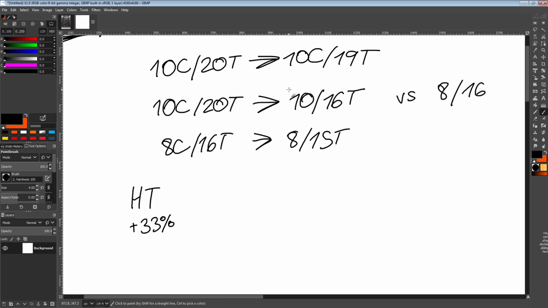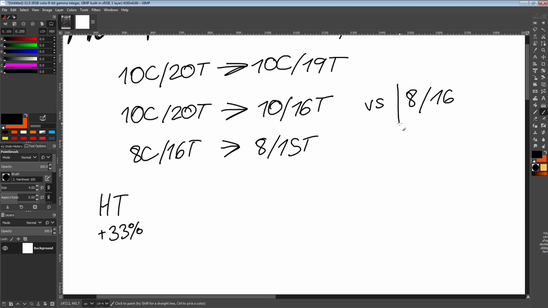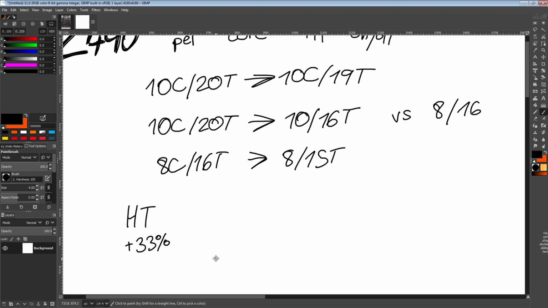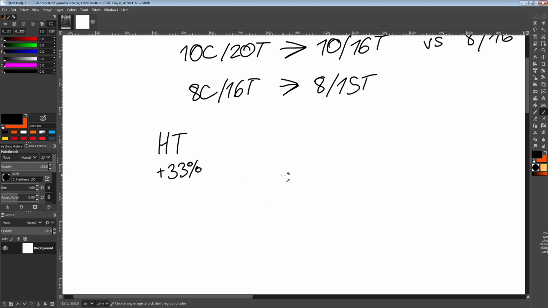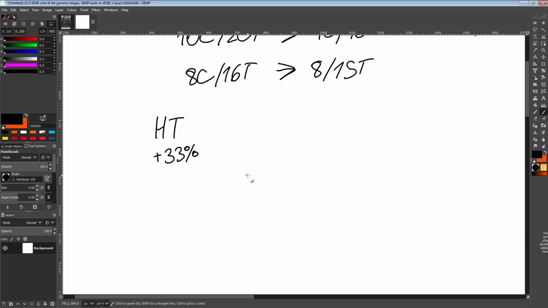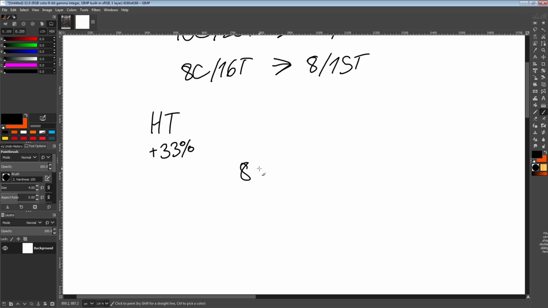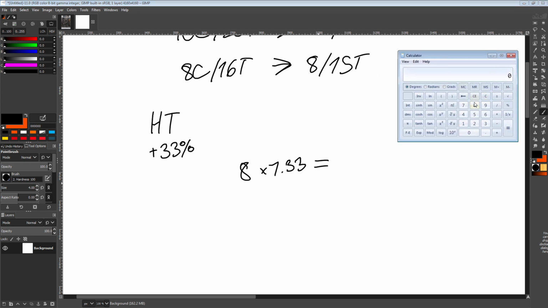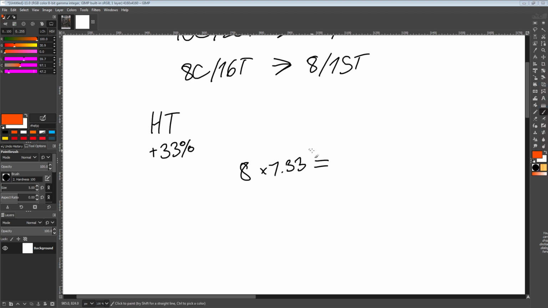So first up, let's compare our 10-core 16-thread CPU versus our 8-core 16-thread CPU. How do we do this comparison? Essentially, if we have our 8-core CPU with hyperthreading enabled, we can take our 8 cores, multiply by 1.33, and we get a sort of equivalent core count in real cores. So let's do that calculation: 8 times 1.33 is 10.64. So an 8 core with hyperthreading is like a 10.64 core CPU. That's essentially what this equation is saying.